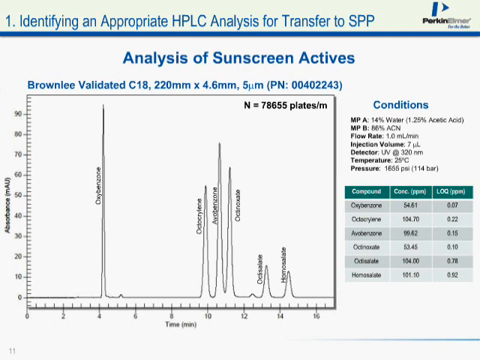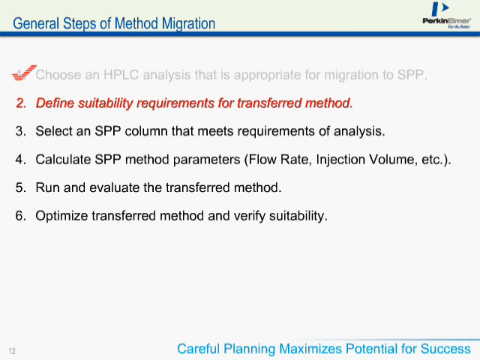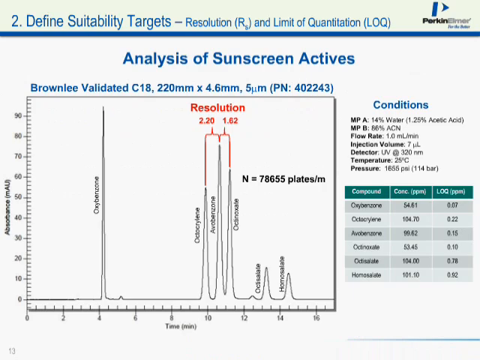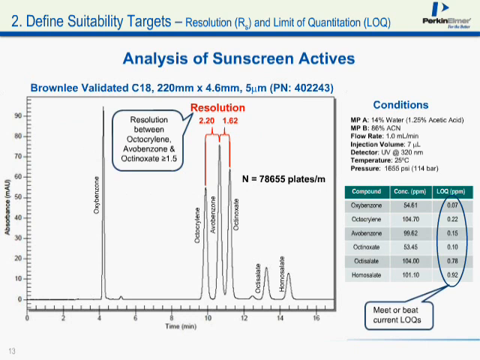So this was a good candidate because of the longer run time. It uses a C18 column, which is available in the SPP. And so then we decided to use this as our method for transfer. Next, we wanted to define our suitability requirements for the transferred method. The basic requirements were first to maintain a resolution of 1.5 or greater between the octocrylene, avobenzone, and octinoxate. Second requirement was to maintain the limits of quantitation, or the sensitivity of the method, at the current levels or better.